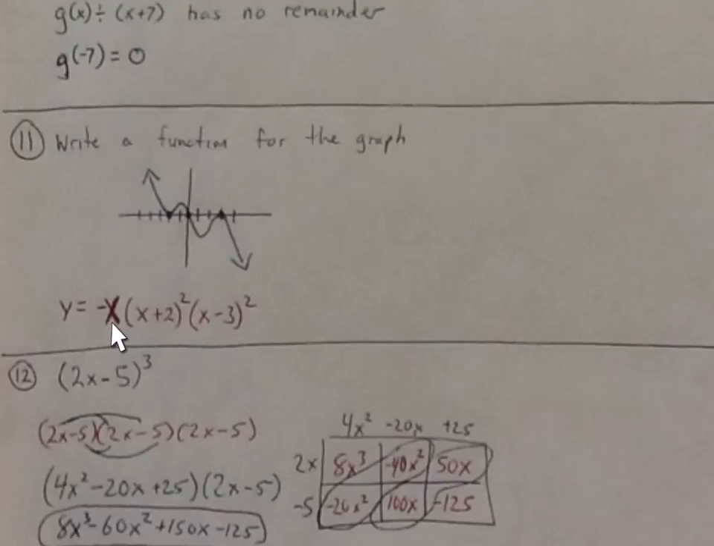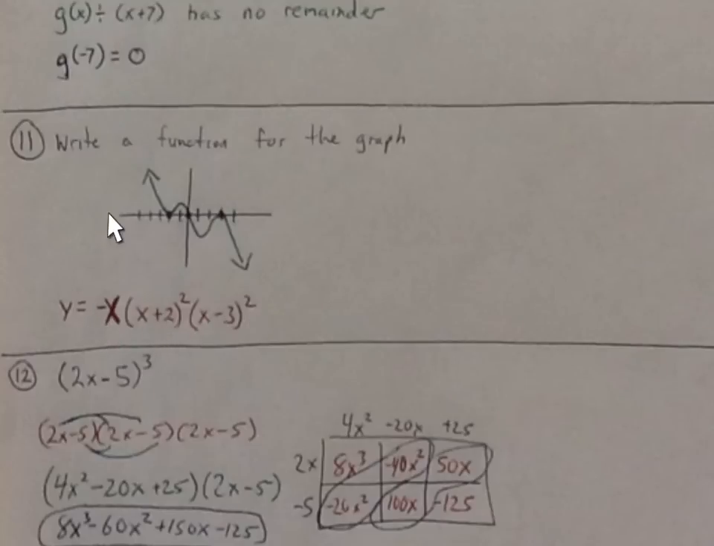So if we look here, 0, that's one of them. -2, the opposite of 2 is -2. And the opposite of 3 is -3. Now why do both of these have squareds? It's because you bounce off at the -2 and you bounce off at the +3. So those are squareds. See how x doesn't have a squared because you went through. So anytime you go through, it's 1. Anytime you bounce off, it's a square. Anytime it does a twist, it's a cube.